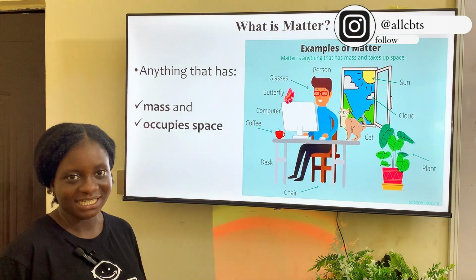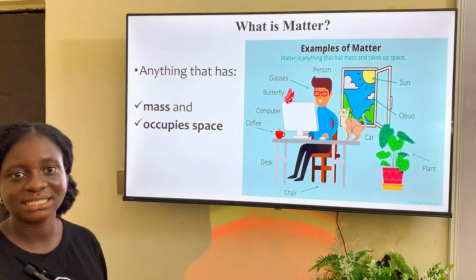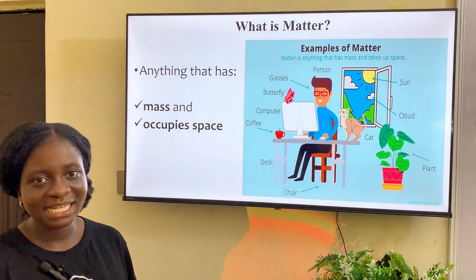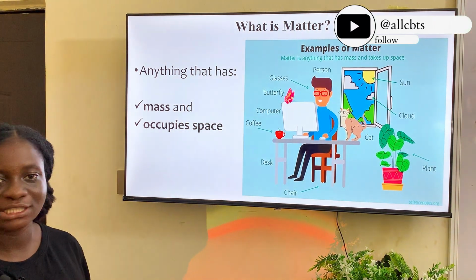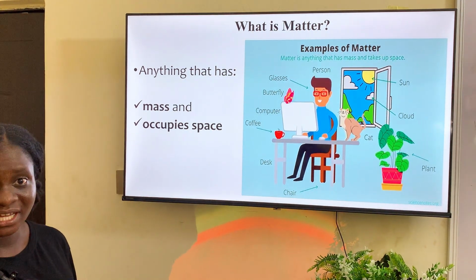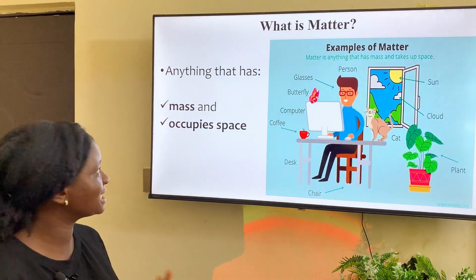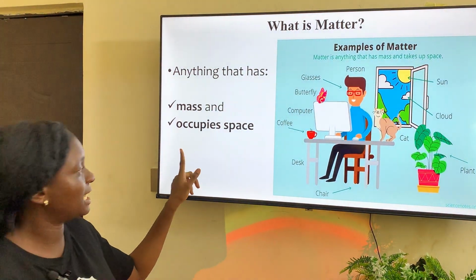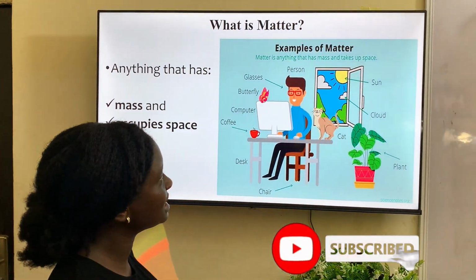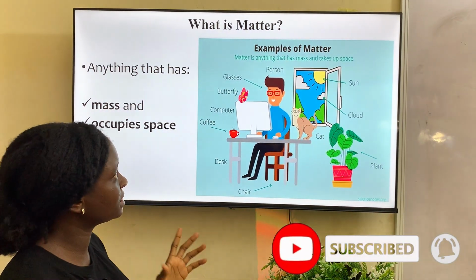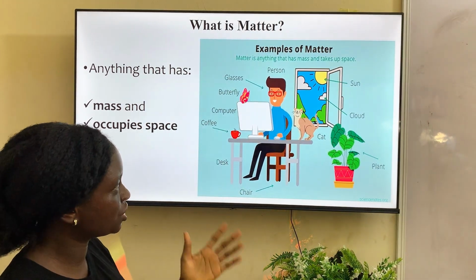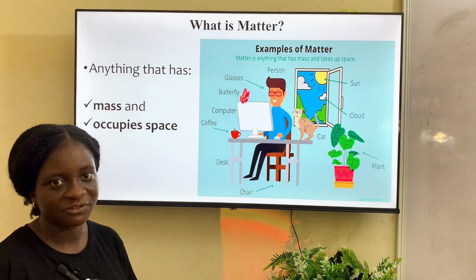So what is matter? When you think of matter, it is anything that occupies space. So anything, I mean anything you can think of, be it you yourself, a human being, a vehicle, a chair, a table, anything that has mass and occupies space. So look at the example here. Matter is anything that has mass and takes up space. So look at a person, a computer, a chair. Those are examples of matter.